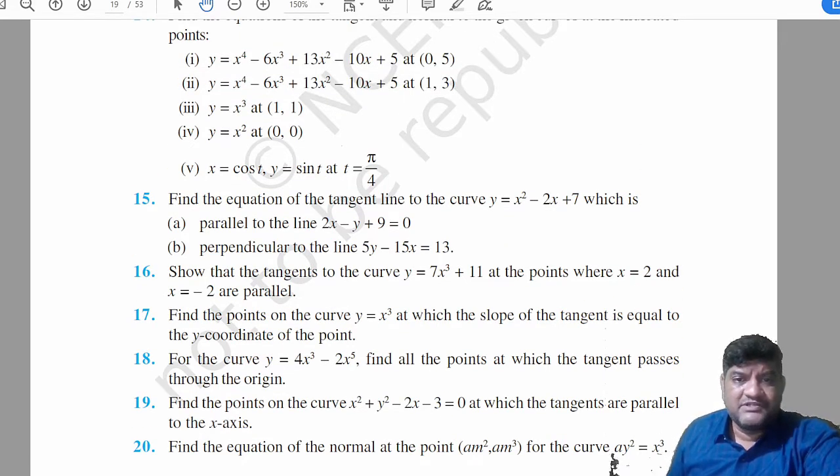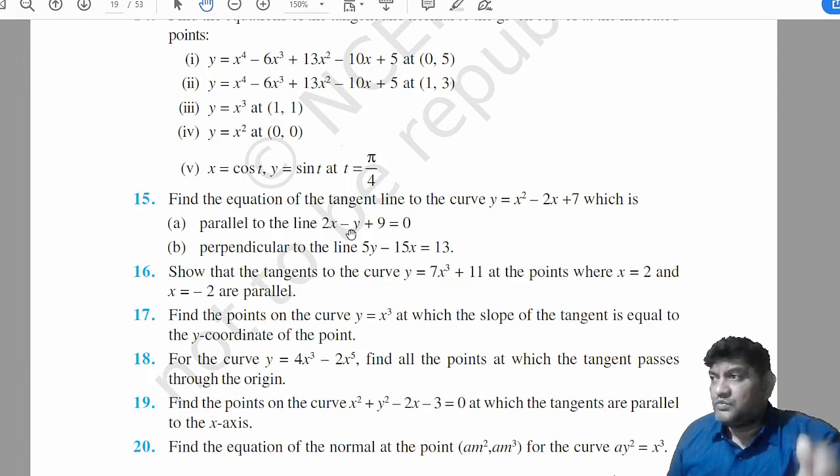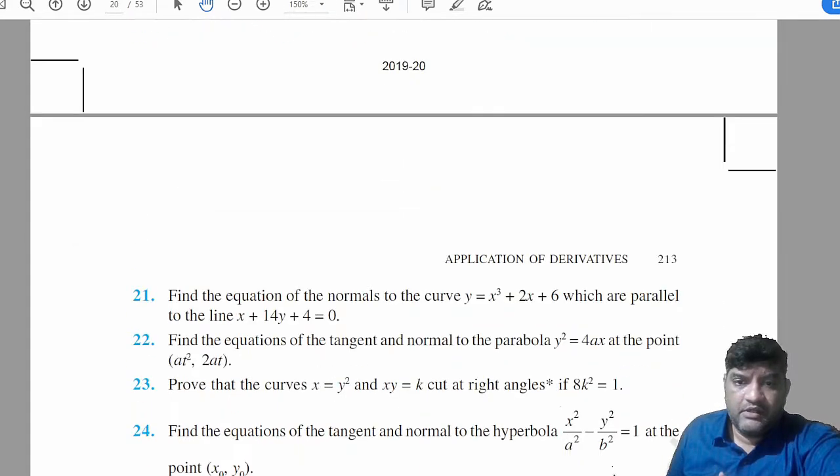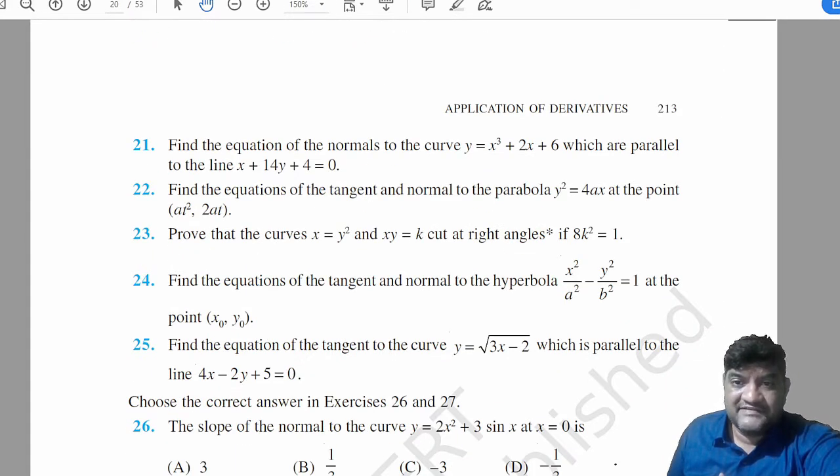These questions where the equation of the tangent is given to you and parallel to the line, from here you convert this to y is equal to mx plus c format. When you convert this to y is equal to mx plus c format, you will get the slope, which is 2. You use the slope, differentiate the function, equate it, and you're done. As I said, one of the questions, which is this, prove that the curves cut at right angles.